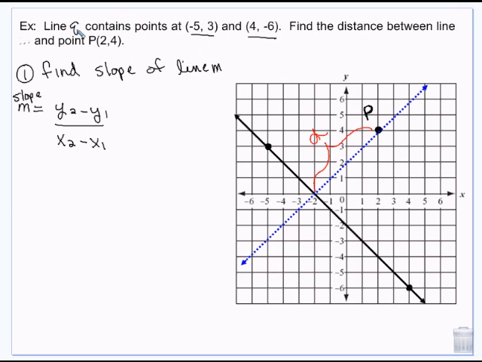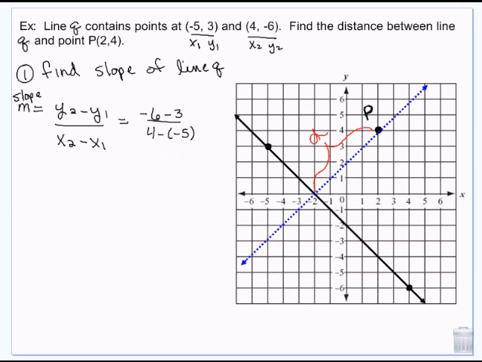Line Q contains these points, and so we're going to find the slope of line Q. The slope of line Q uses the slope formula. I can call this x1, y1, and I can call this x2, y2. When I plug those in, I get -6 minus 3, and then 4 minus -5.